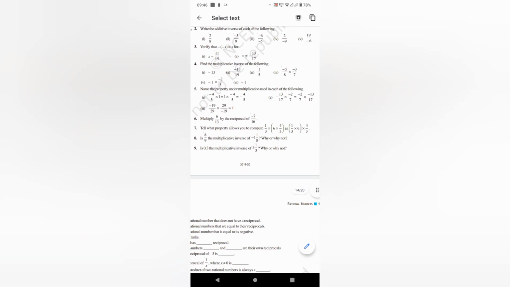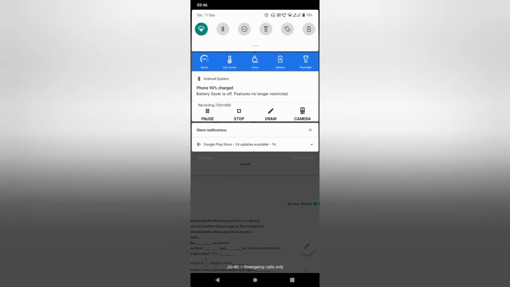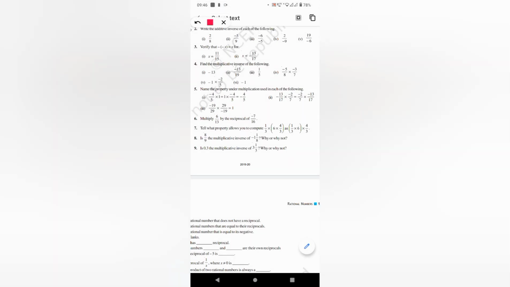Okay, the next question is verify that minus (minus x) is equal to x. Okay, good question. So we need to do this: I will do one for you, next you should do it. So the question is minus 13 by 7.